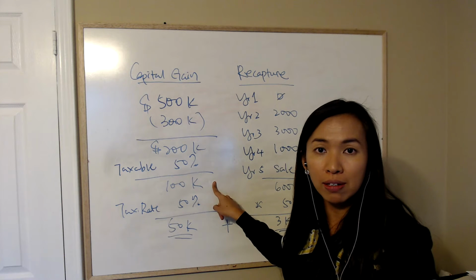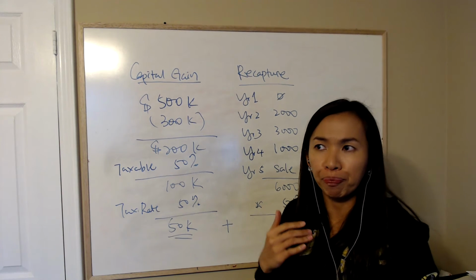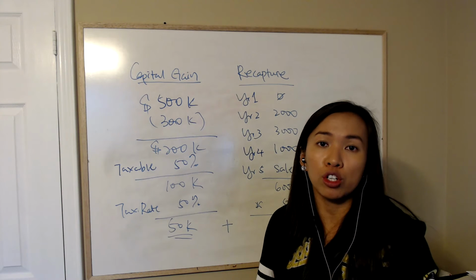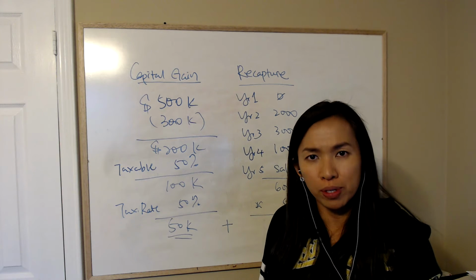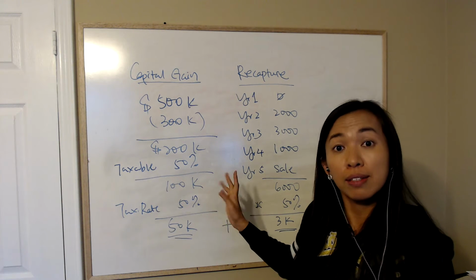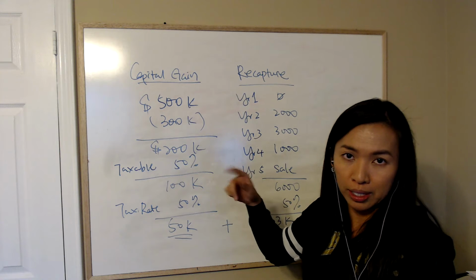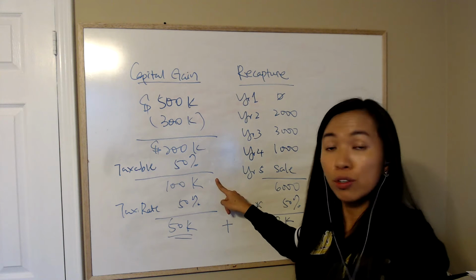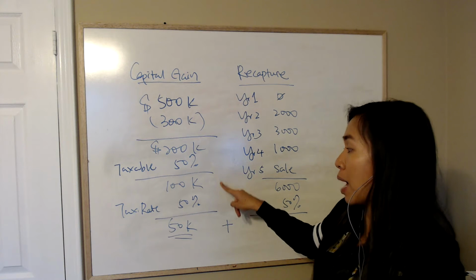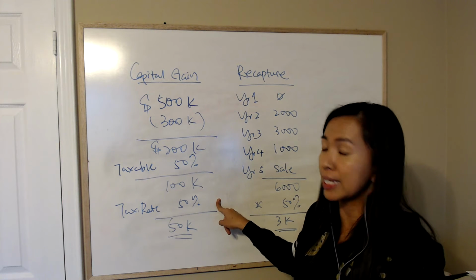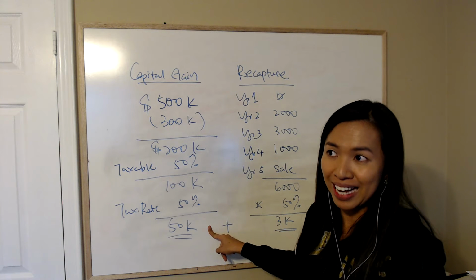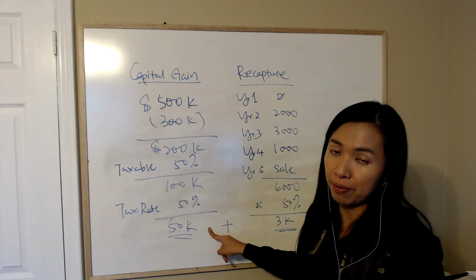And out of the $100,000, if we take the highest personal marginal tax rate in Ontario today, which is 53.5%, I think, I round it down to 50% for easy calculation. Remember, it's a rough estimate. So you take the taxable capital gain of $100,000, multiply by your marginal rate of 50%, and your capital gain tax is $50,000 that you have to set aside.